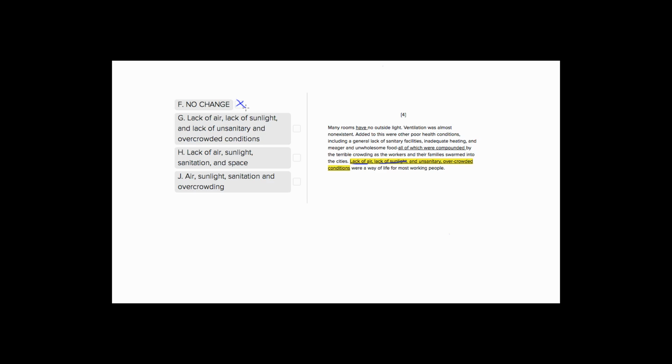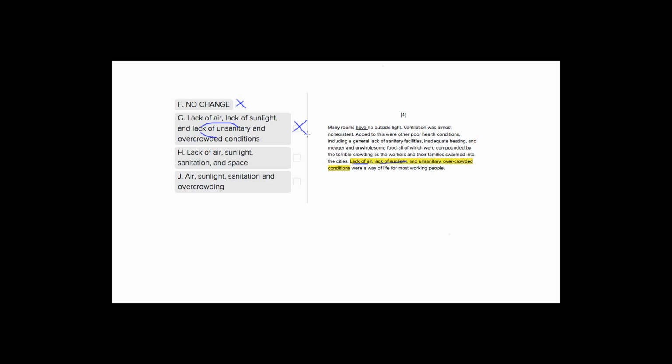Choice 2. Lack of air, lack of sunlight, and lack of unsanitary and overcrowded conditions. So it's parallel because it has this lack of. It's very redundant to repeat it multiple times, but it is parallel. But this is the opposite of what the author is trying to express. So if you say lack of unsanitary conditions, this would mean the conditions were sanitary. Or lack of overcrowded conditions, that would mean that there was no overcrowding. So that's the opposite of what the author is trying to tell us.